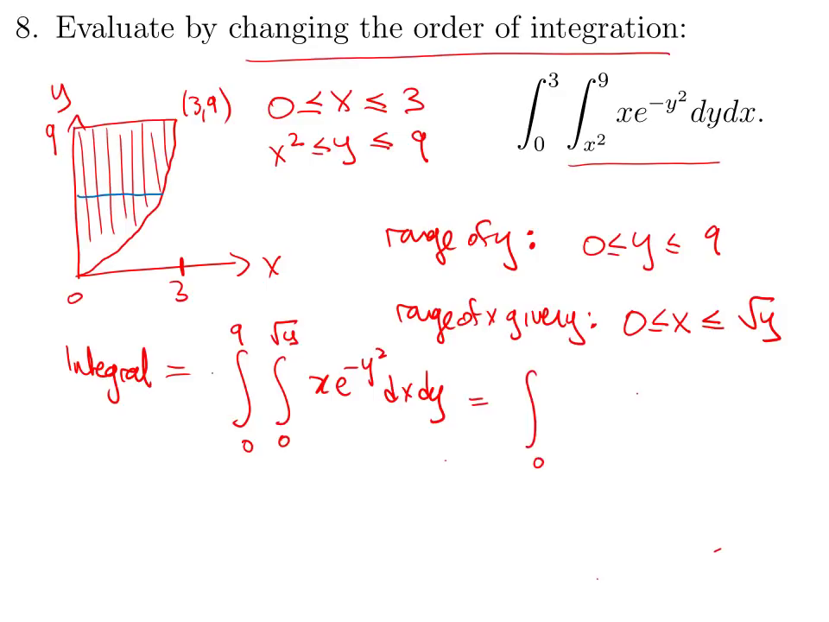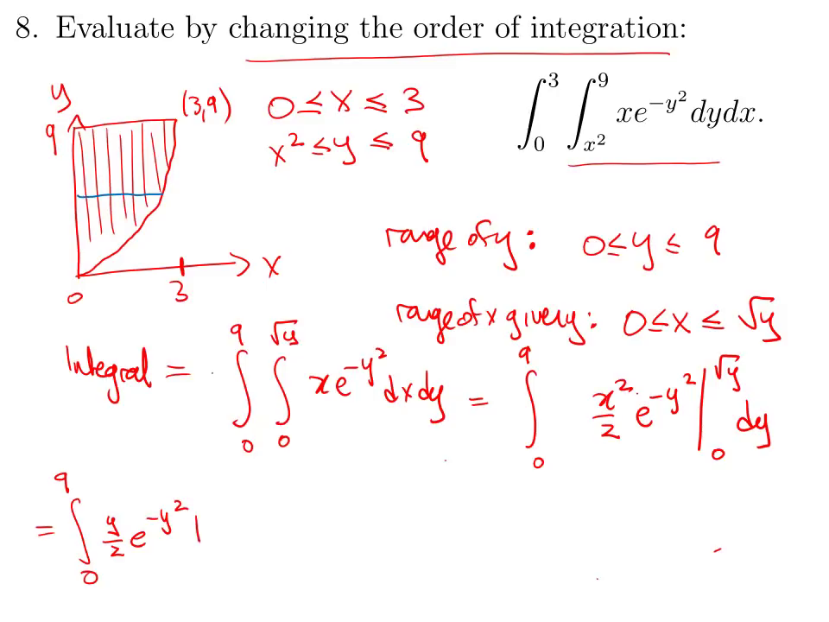It becomes the integral from 0 to 9 of x squared over 2 times e to the minus y squared. Now the limits are square root y to 0. And so the 0 term just goes away. I just get the integral from 0 to 9 of y over 2 e to the minus y squared dy. And this I could either see that it's a derivative, or I could do it by simple u substitution. So let me take u equal to y squared.